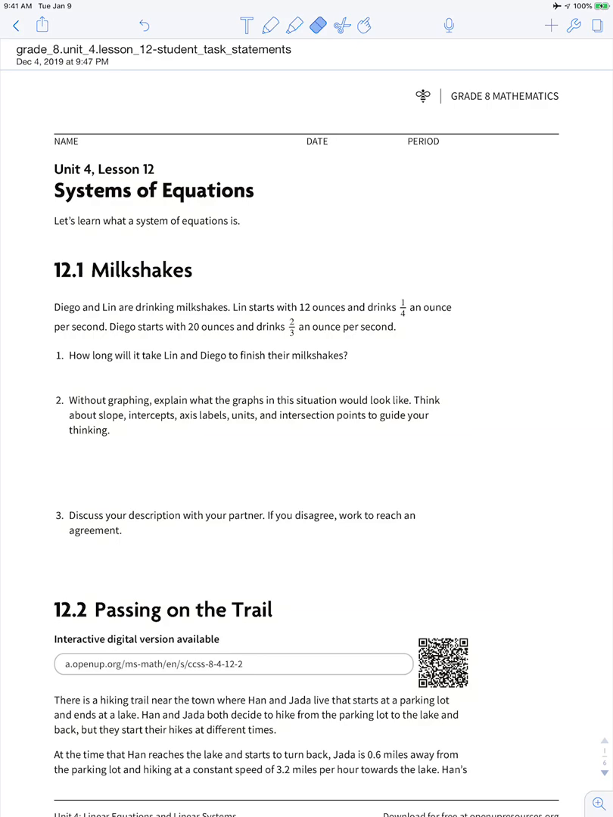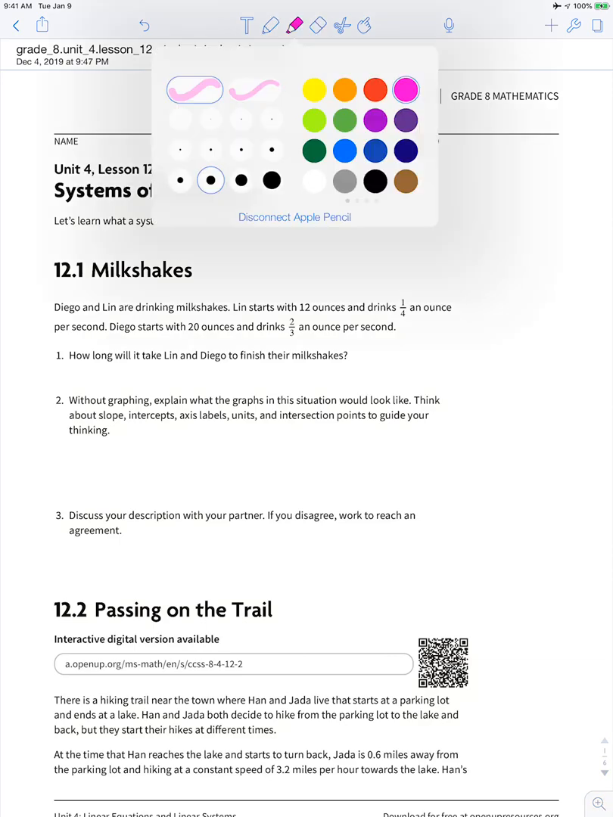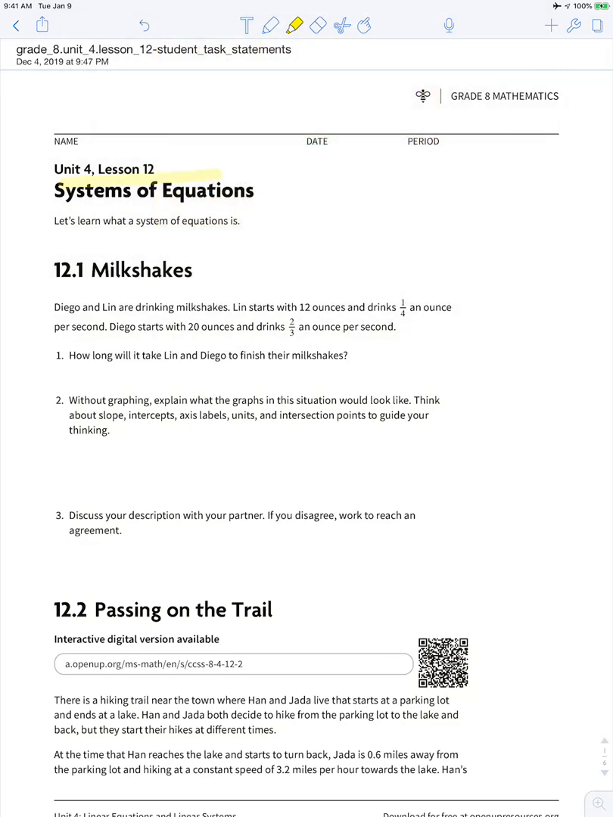Hey everyone, we're going to move right into lesson 12 today, and we're going to start looking at systems of equations. And as we get into the lesson, I'll explain more in detail about what that means. But we're going to start off with 12.1 with milkshakes, where we have Diego and Lynn.